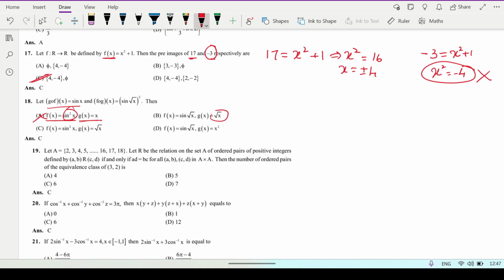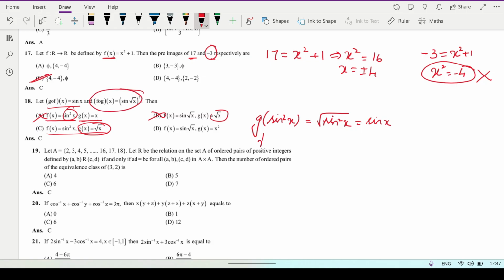It will be root of sine root x. That is also not possible. If we consider this option, then G composition F, that is G of sine square x, which is equal to G of x is root x, that means root of sine square x. Obviously sine and root will get cancelled and we get sine x. This equation is satisfied.